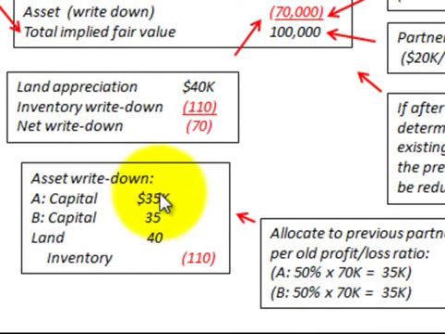So partner A had a reduction in capital of $35,000, and partner B had a reduction here of $35,000. So next we'll go and look at the capital accounts and how they're adjusted here after the new partner is admitted into the partnership.